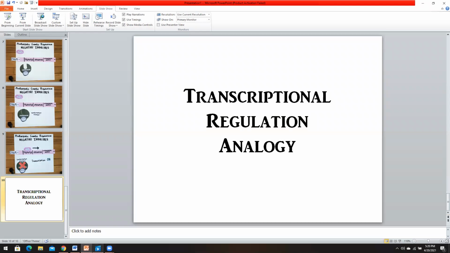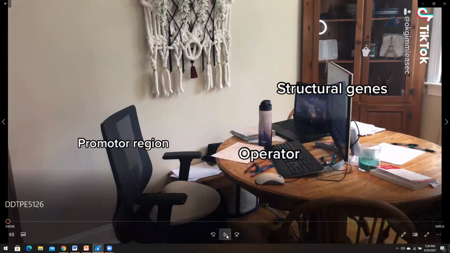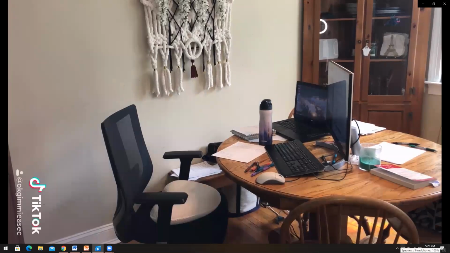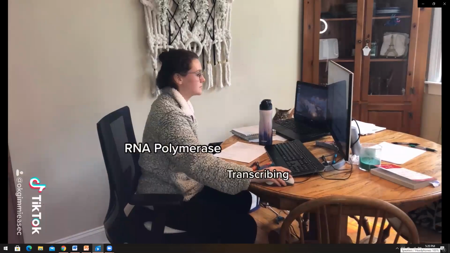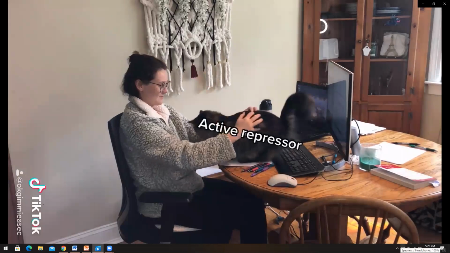There's a transcriptional regulation analogy. This is the operon site. Here we can see the student is able to study and complete school assignments.